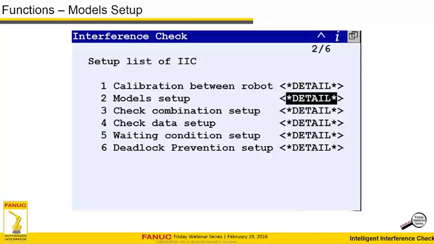Next, we're going to go into model setup. I already covered the hand model, which was the end of arm tooling. So I'm just going to go into an example of a fixture model.